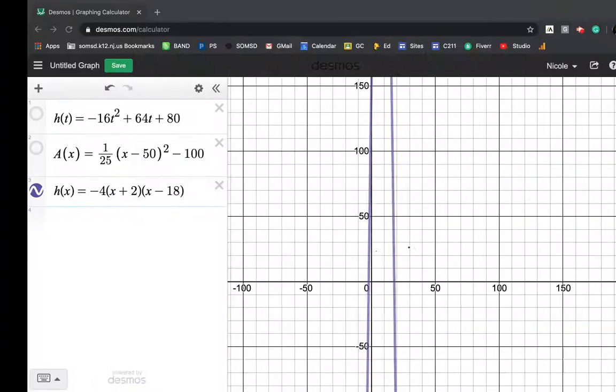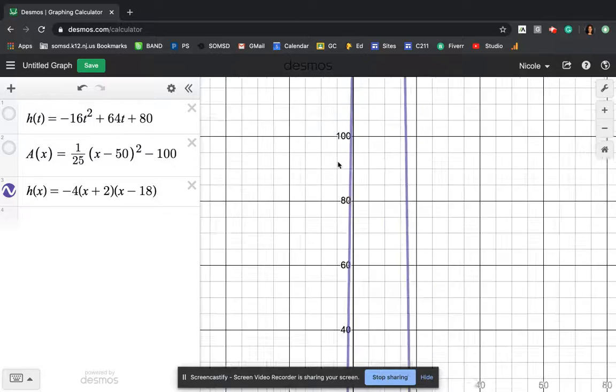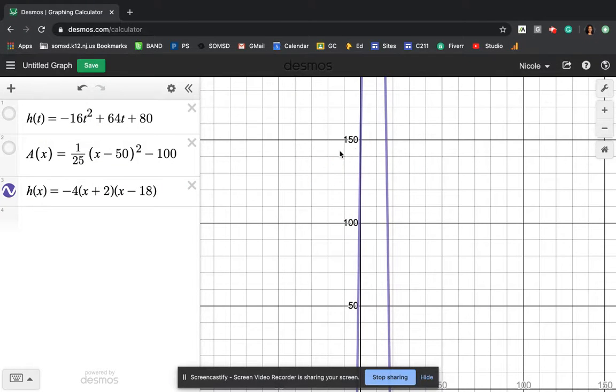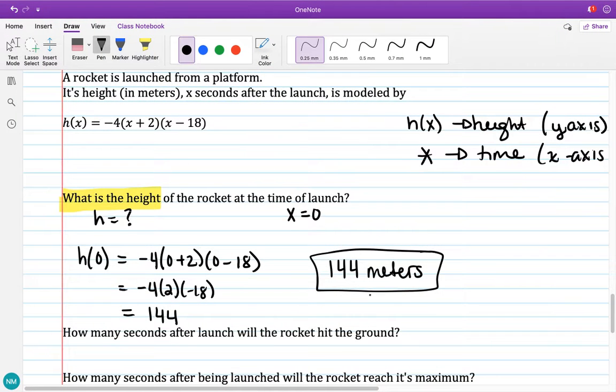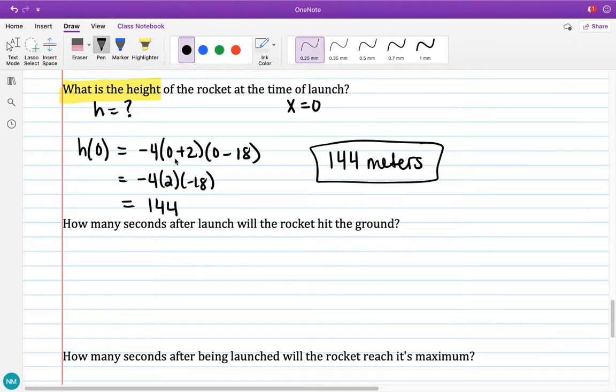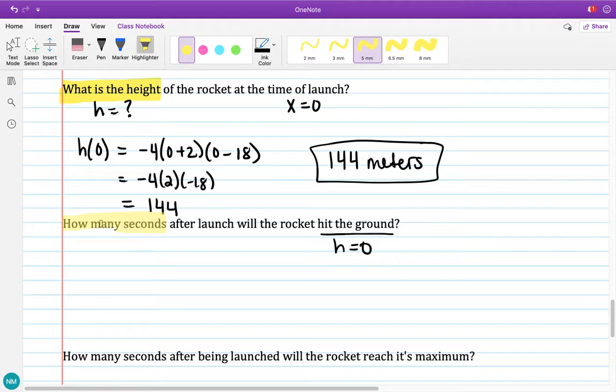Now, let's look at the graph. 144 meters, my y-intercept. There it is. Boom. Next, how many seconds after launch will the rocket hit the ground? So when will it hit the ground? Meaning h now is equal to 0, and we are looking for how many seconds, so we're asking what is time? T equals what when h equals 0?